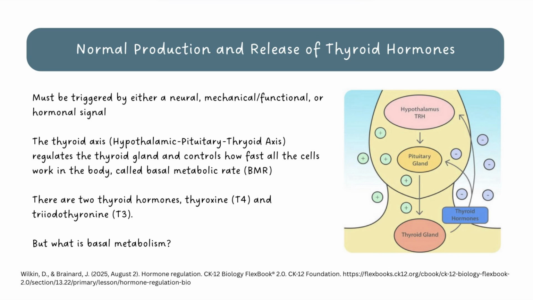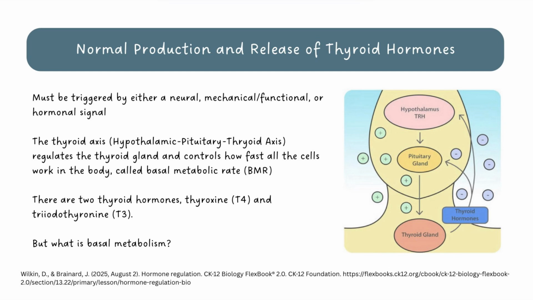We have the hypothalamus, which sits at the base of the brain and acts like a sensor. It detects low levels of thyroid hormones in the blood, and it will release thyroid releasing hormone, or TRH, into the portal system. The portal system connects the hypothalamus to the anterior pituitary, and then this pituitary responds by releasing thyroid stimulating hormone, or TSH. We can think of TSH as the thyroid's on switch essentially.